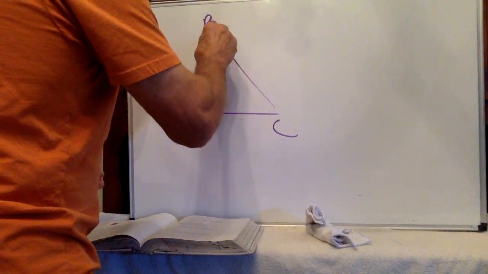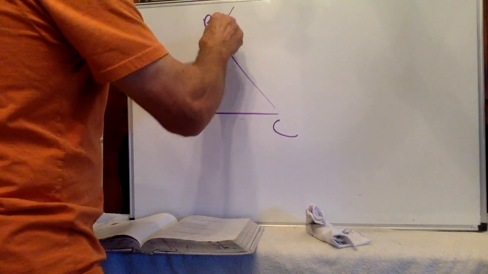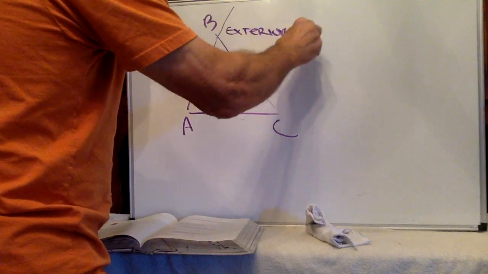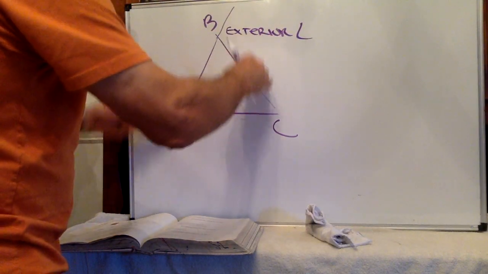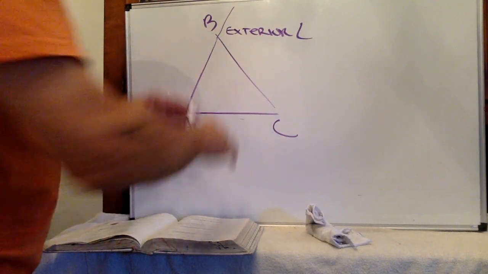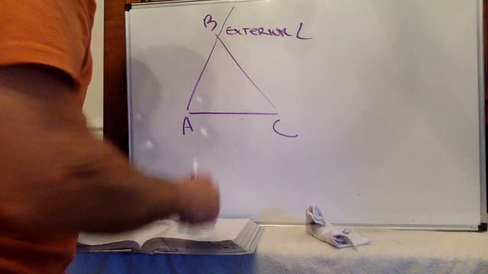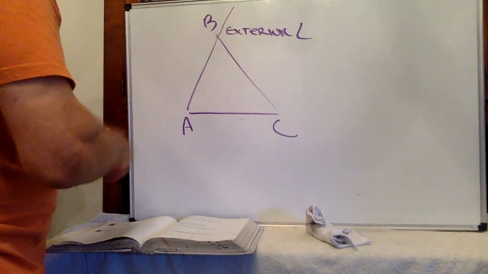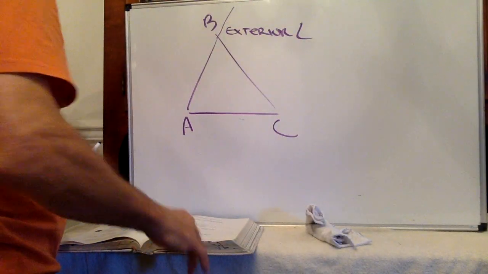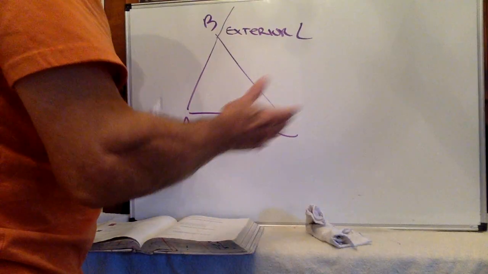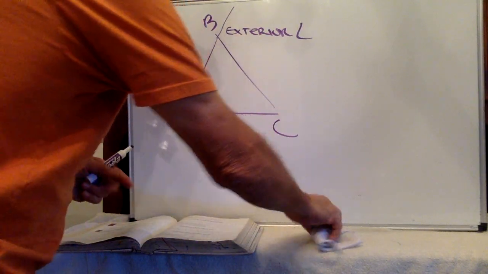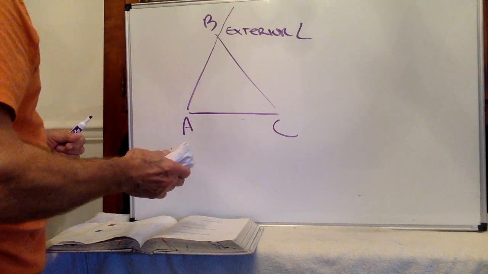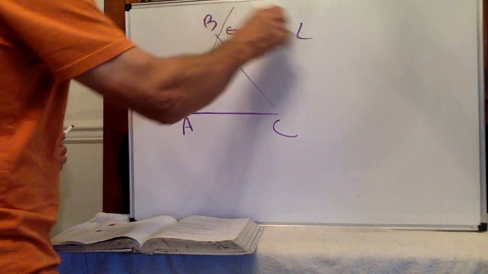In other words, if I extended this side, here's my exterior angle now, and angle A and angle C are the remote interior angles. They're the other two angles of the triangle that don't share a vertex with this exterior angle. So you can go to any vertex and extend the side, you form an exterior angle, and then the other two angles in the triangle, not sharing a vertex, are called remote interior angles.